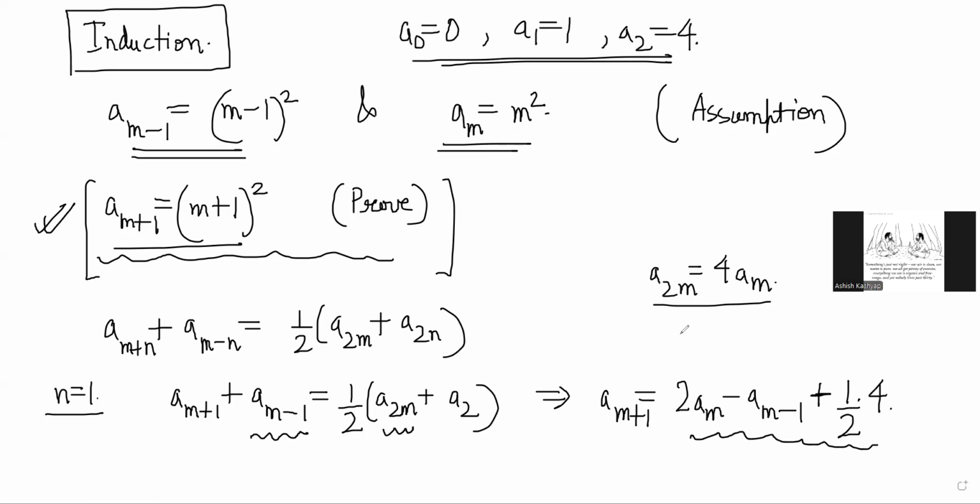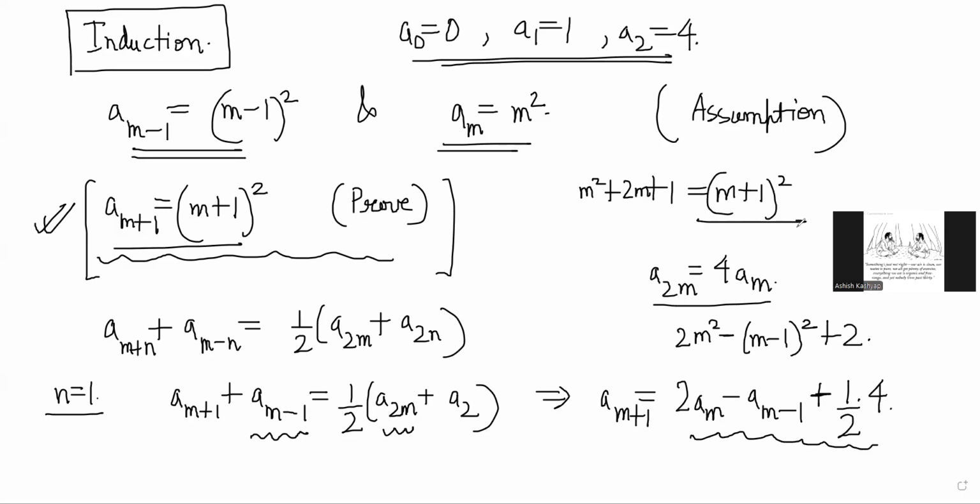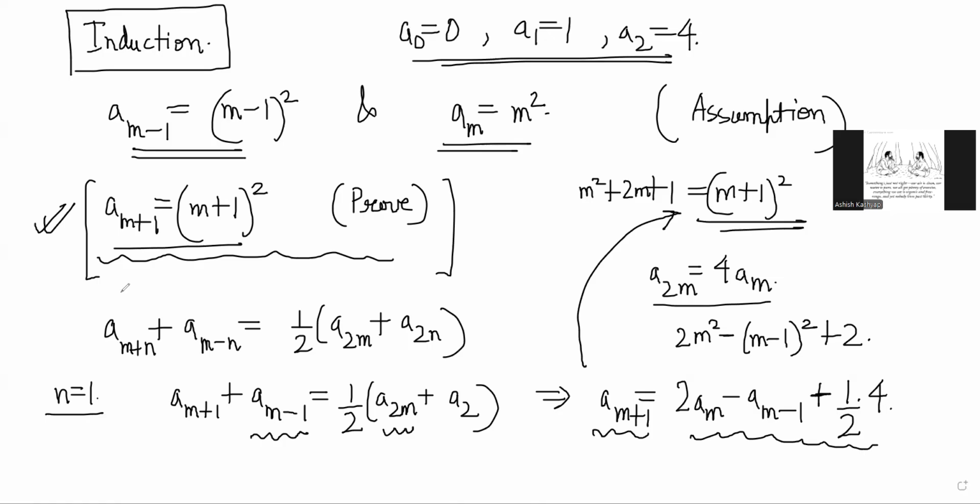This is what is coming, and you get 2m squared minus (m minus 1) whole square plus 2. And this becomes m squared plus 2m plus 1, which is (m plus 1) whole square. Which basically means that A(m+1) is also fitting the same pattern, and that finishes our induction. I hope that is clear. Okay, so that tells us that in general, An is n squared, and that finishes our proof for this problem. That was an easy one to start off with.